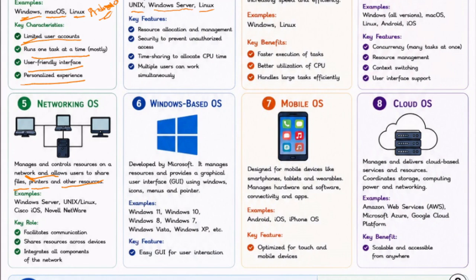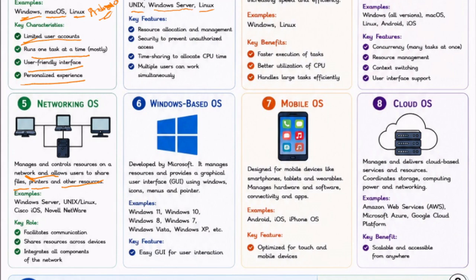So what is now the difference between networking and multi-user? I think I've explained the difference. Another attribute of networking is that you can share resources on the network and allow users to share files, printers, and other resources with themselves. Okay, so mostly, even your JAMB CBT is a networking OS and multi-user OS.